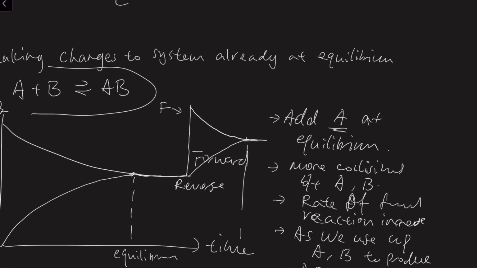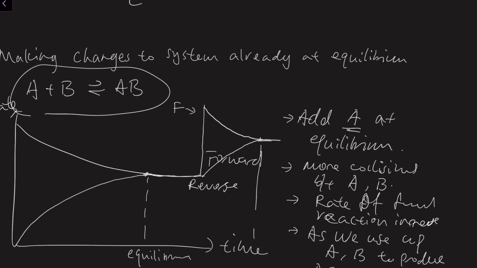In this example, if we are adding A, the system wants to get rid of A, so it favors the forward reaction to consume A and make AB.